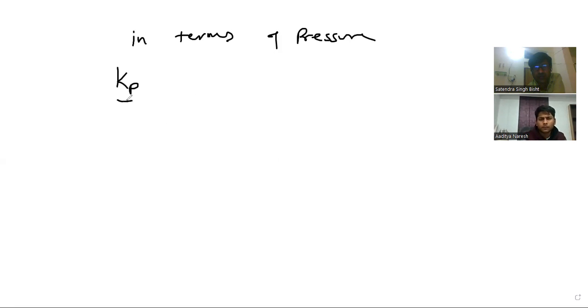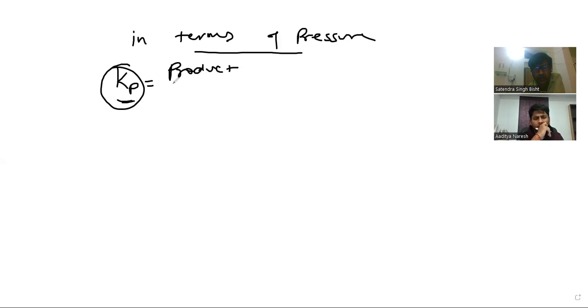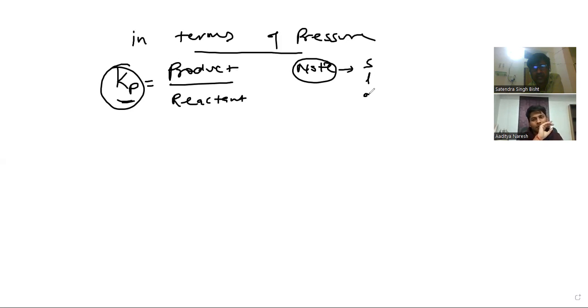We can use Kp. The equilibrium constant in terms of pressure is called Kp, and the formula is the same, product upon reactant. But what is the main thing for Kp? The unit. And second, it is applicable only for gases, not for solid, liquid, or aqueous. Only for gases, right?